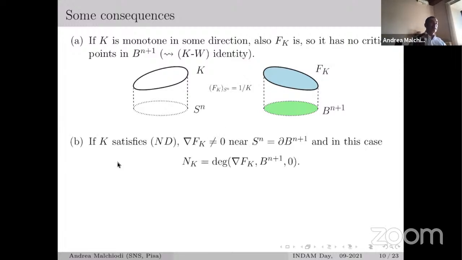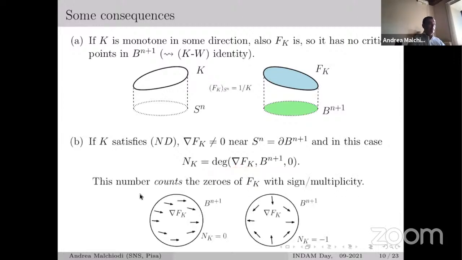On the other hand, let me try to explain this index counting condition. If the function k satisfies the above non-degeneracy condition, which was Laplacian non-zero at the critical points, it turns out that the gradient of this function fk, which is defined in the interior, is never zero near the boundary of the ball. And in this case, the number nk coincides with the so-called degree of the gradient on the ball. So what is this number? It is a number that counts the zeros of fk with a sign and multiplicity.